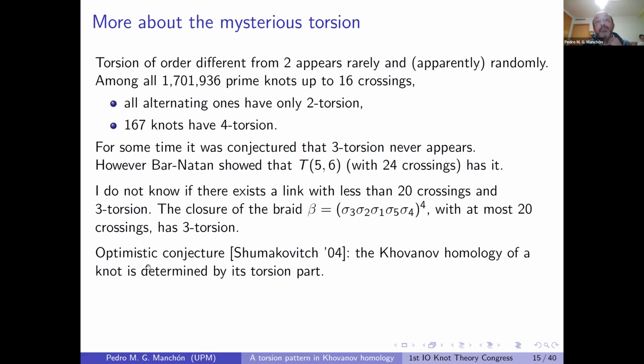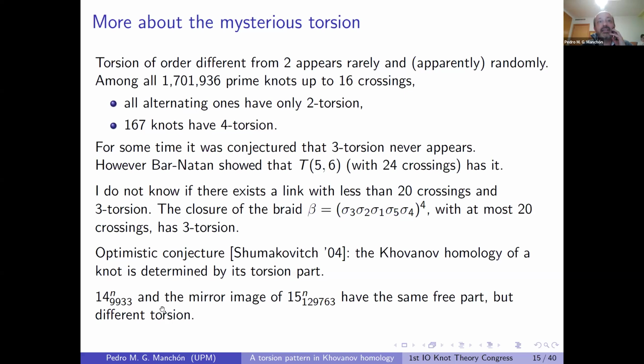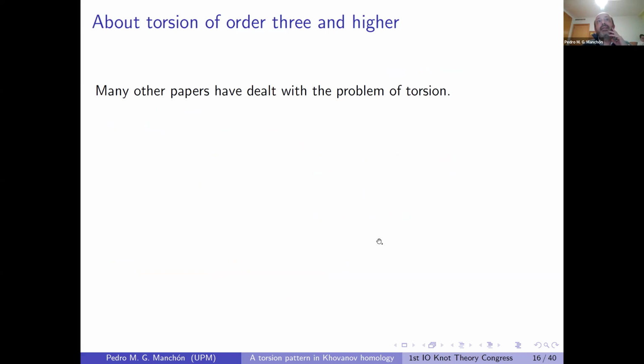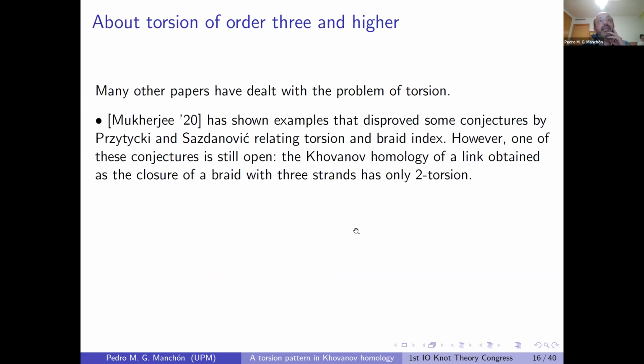This is a very optimistic conjecture by Shumakovich as well. The Khovanov homology of a knot is determined by its torsion part. Maybe very optimistic. For example, these 2 knots have the same free part, but different torsion. Many other papers have addressed this problem. Just to say that Mukherjee has shown an example that disproves a conjecture by Przytycki and Sazdanovic relating torsion and braid index.